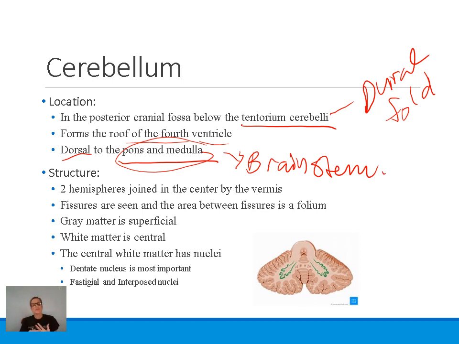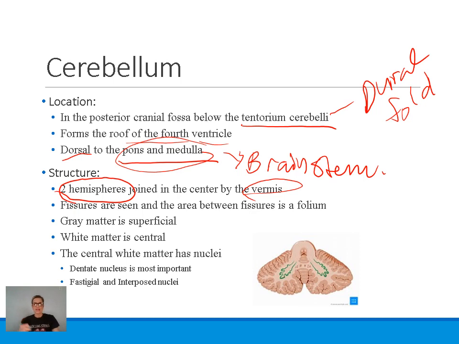Structure of the cerebellum. The cerebellum is smaller than the cerebrum, but it's similar in that it's folded to increase surface area so that we can pack more neurons in there, and that we've got gray matter on the outside, white matter on the inside. There are two hemispheres or halves, so we call them the cerebellar hemispheres. So there's a right cerebellar hemisphere and a left cerebellar hemisphere. And then the cerebrum has the cerebral hemispheres. So cerebral, cerebellar. The hemispheres are joined at the center by the vermis.